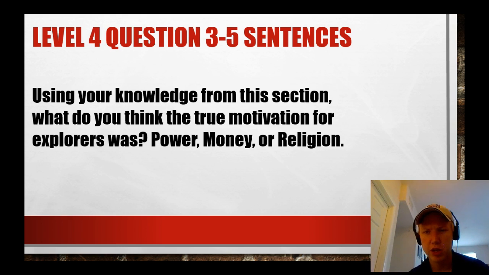So did they want the control? Did they want the money? Or did they want to win for their religion? Well, what do you think is the biggest factor?